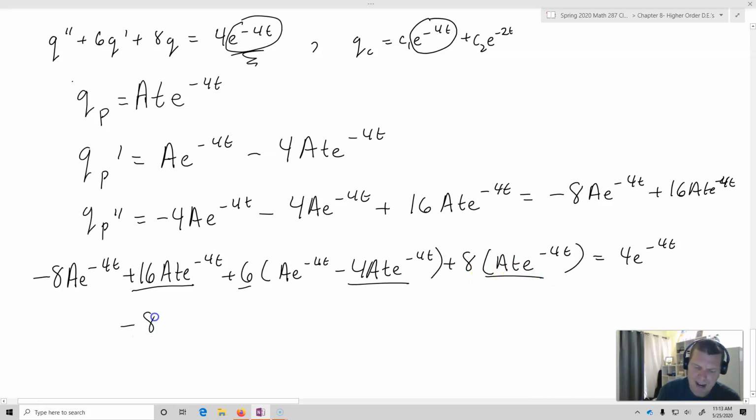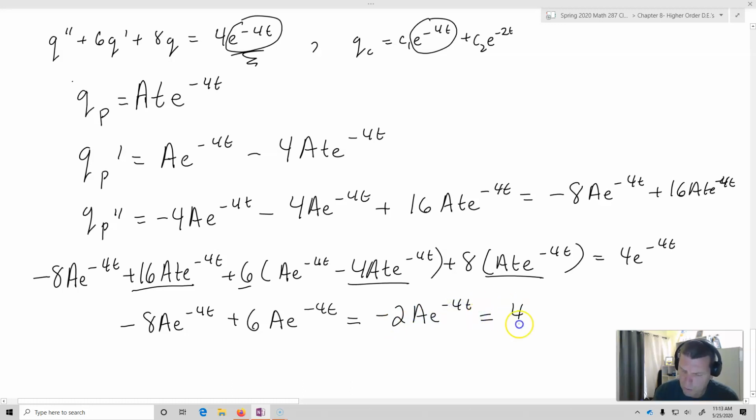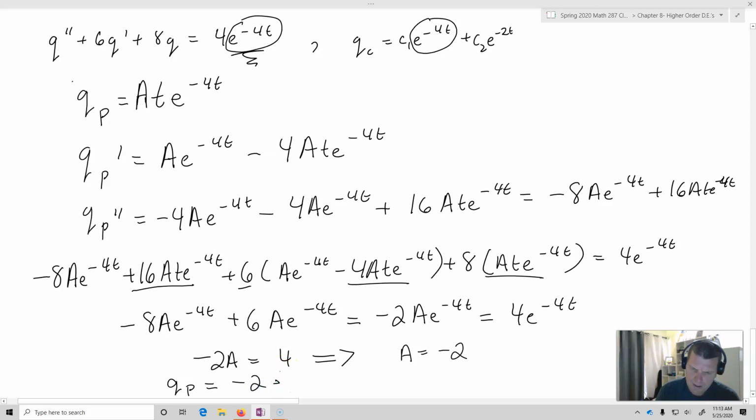So that leaves me with negative 8 a e to the negative 4t plus 6 a e to the negative 4t, which equals negative 2 a e to the negative 4t, which equals 4 e to the negative 4t. So negative 2a equals 4, and hence a equals negative 2. So my QP is going to equal negative 2 t e to the negative 4t.